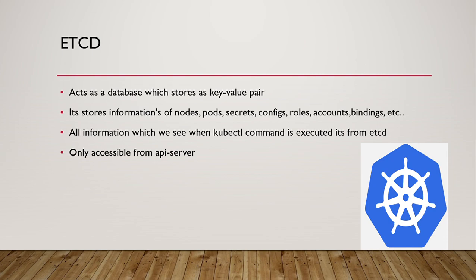Etcd just acts as a database, and it stores the data in the form of key value pairs. It contains information on how many nodes there are in the cluster, how many pods, and information regarding secrets and configs. There are also concepts called roles, service accounts, and role bindings in Kubernetes, which we will discuss in later videos. So all this information is stored in etcd. Basically, whatever output we get when we execute a kubectl command is fetched from the etcd database, and etcd is only accessible from the API server for security reasons.